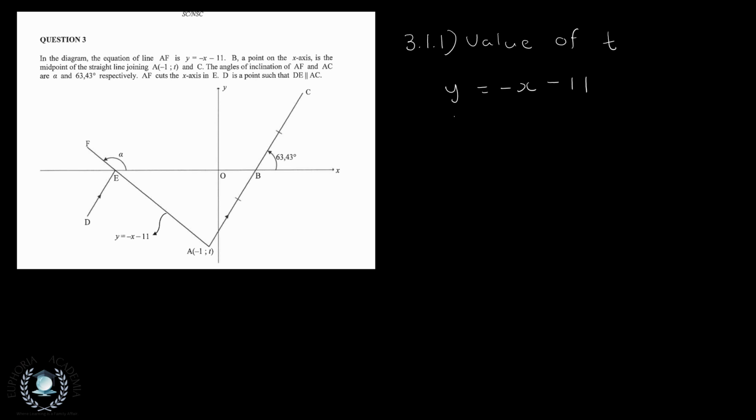Alright, so t is going to be equal to, we're going to substitute minus 1 minus 11, and we're going to find that, that's going to be minus minus plus, that is going to be minus 10. So the value of t is minus 10, which means the coordinates of A are going to be minus 1 and minus 10.